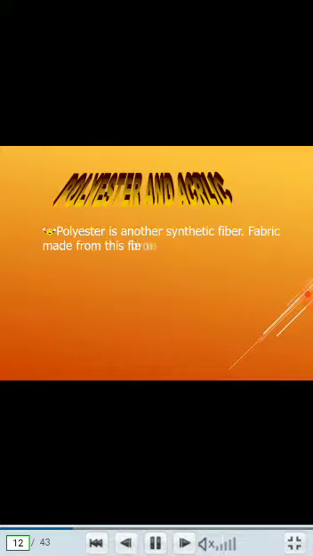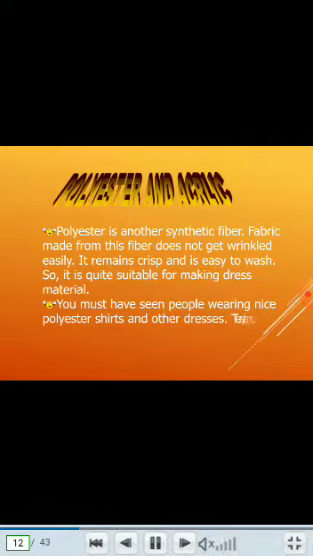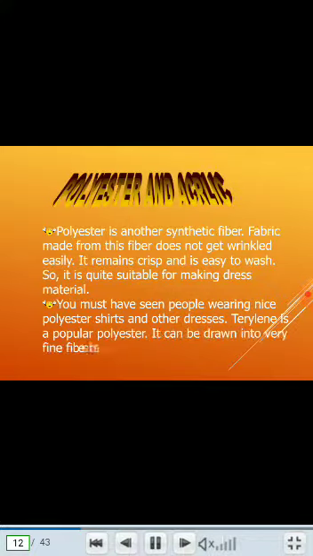Now let's discuss polyester and acrylic. Polyester is another synthetic fiber. Fabric made from this fiber does not get wrinkled easily. It remains crisp and is easy to wash. So it is quite suitable for making dress materials. The dress which we are wearing now is made of polyester. You must have seen people wearing nice polyester shirts and other dresses. Terylene is a popular polyester. It can be drawn into very fine fibers that can be woven like any other yarn.